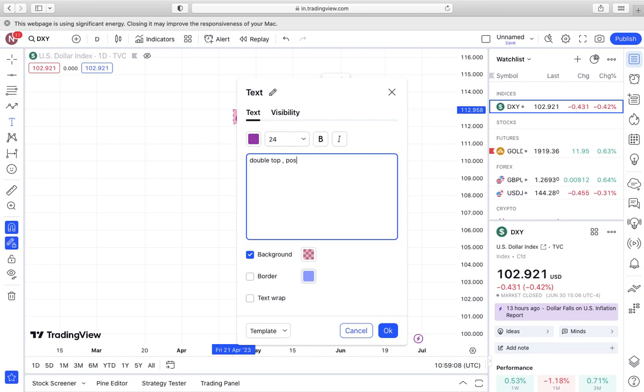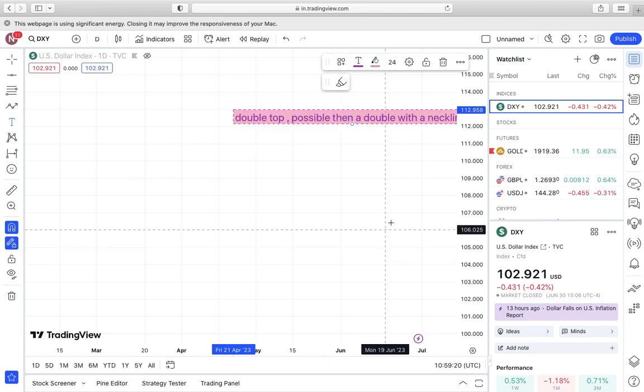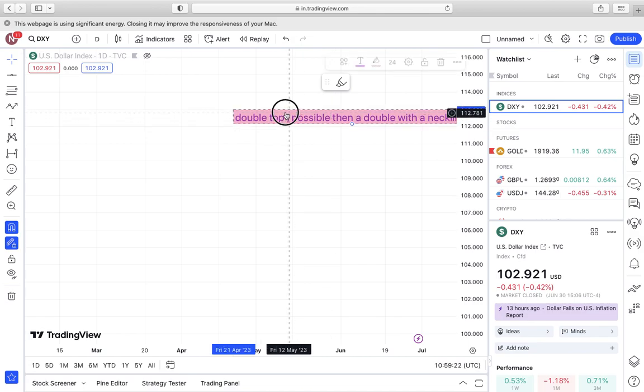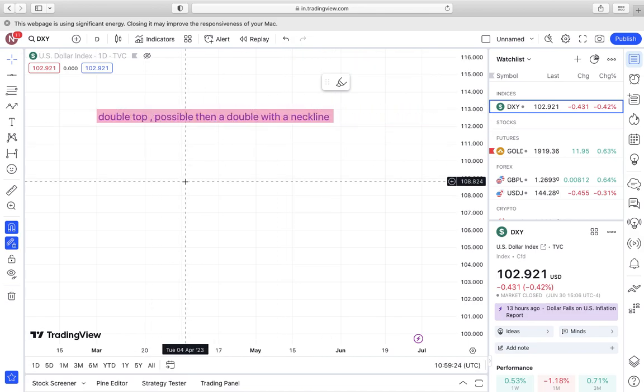a possible double top, then a double top with a neckline. This thing is very simple. Very simple. Now, remember we have a difference between double top, possible double top, and a double top with a neckline. That is very important for you to know.